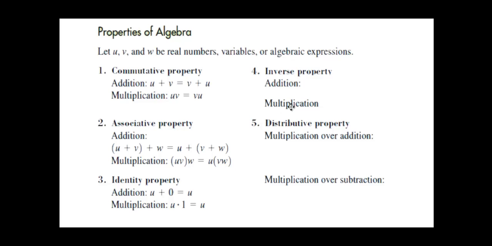The inverse property gives you the identity. So for addition, we want to end up with the additive identity of 0. If I start with U, what do I add to U to get the additive identity? I add the opposite of U. For multiplication, what do I multiply U by to get the multiplicative identity? Well, how do I get 1? You would multiply by the reciprocal. So that's the inverse property. It gives you the identity, whether it's the additive identity or the multiplicative identity.